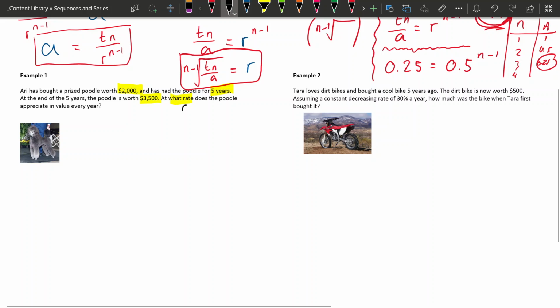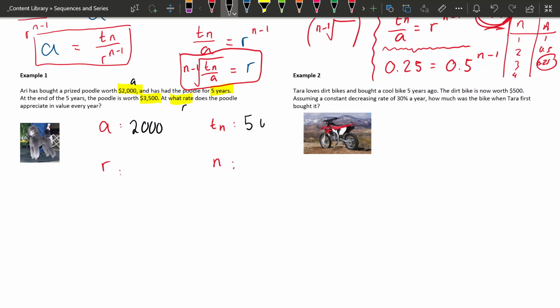All right, so let's do what we always do. So how did I do it? Was the R down here? Something like that. So what's our A? It starts at $2,000. Tn is how much it's worth at the nth year, or the n-1th term. So that's the nth term or the n-1th year. So what does it say here? Yeah, 5 years. So 5.